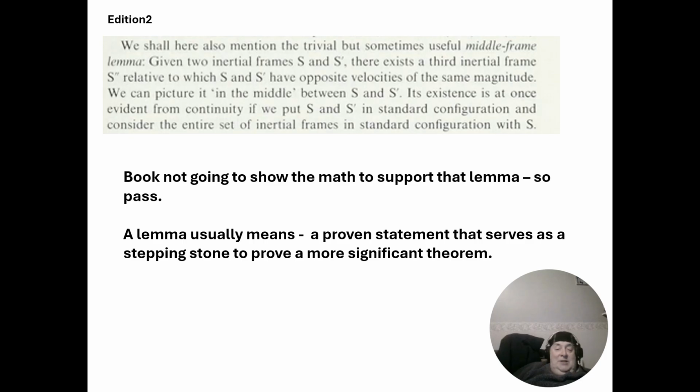It's just going to say things, and it's not going to give the evidence for it. And so a lemma usually means a proven statement that serves as a stepping stone to prove a more significant theorem, but it's not given any evidence for it, it's just stating it. Just more nonsense from the book.